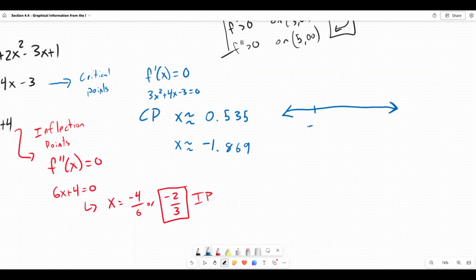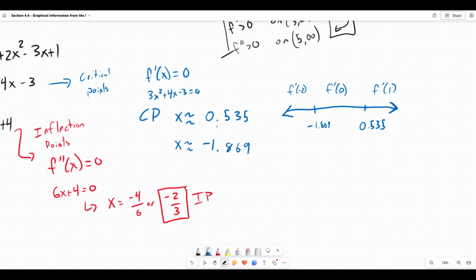I'm going to put negative 1.869 there. I'm going to put 0.535 here. And I'm going to evaluate some number in the interval between them. So just to choose easy numbers, I'll do negative 2, 0, and 1, right? And I'm going to plug those into f prime. So let me do that.